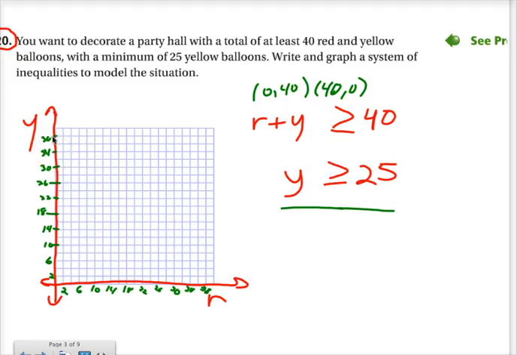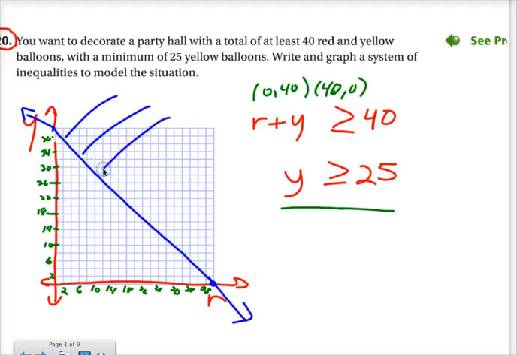So now, my top line, I had (0, 40) and (40, 0). And it did have an equals bar, so I would want that to be solid. Ooh, that's got a bow to it, doesn't it? So, more like that. And the red and the yellow are supposed to be greater than or equal to 40. And again, you can test a point real quick. (0, 0). 0 is not going to be greater than or equal to 40, so I need to shade out this way.